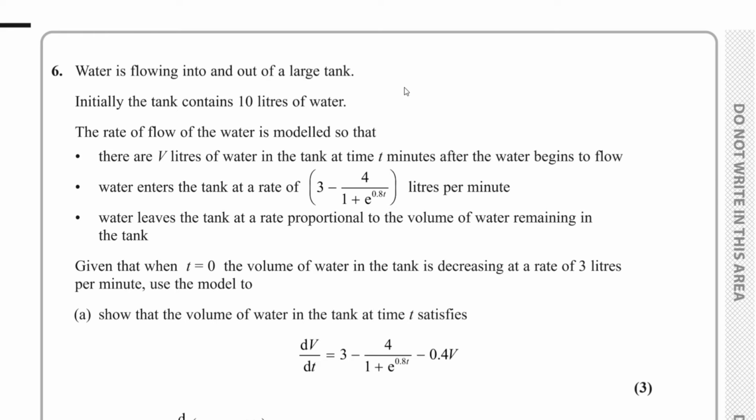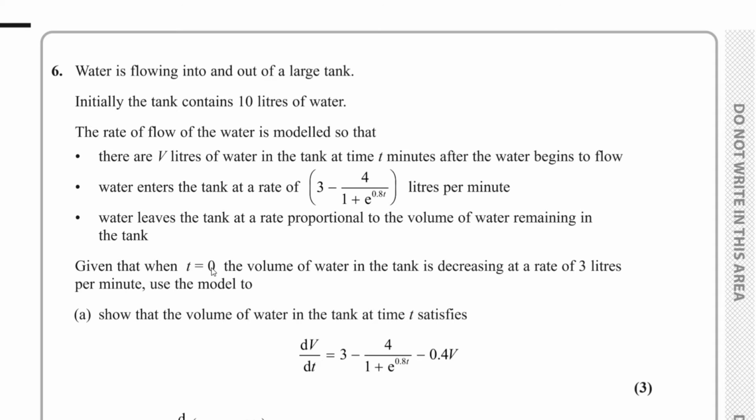Question number 6. Water is flowing into and out of a large tank. Initially the tank contains 10 litres of water. The rate of flow of the water is modelled so that there are V litres of water in the tank at time t minutes after the water begins to flow. Water enters the tank at a rate of 3 subtract 4 over 1 plus e to the 0.8t litres per minute, and water leaves the tank at a rate proportional to the volume of water remaining in the tank.